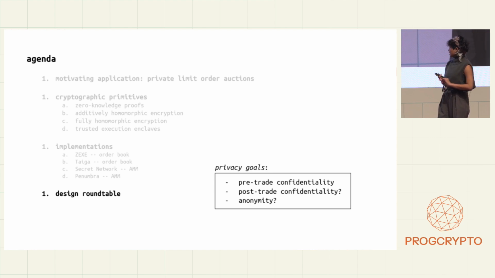I think it's also been interesting to ask basically what is enough, how much privacy is enough to preserve user welfare. In some cases, is anonymity enough? In some cases, is pre-trade privacy enough? And in which cases do we need long-term privacy, even after the trade execution?